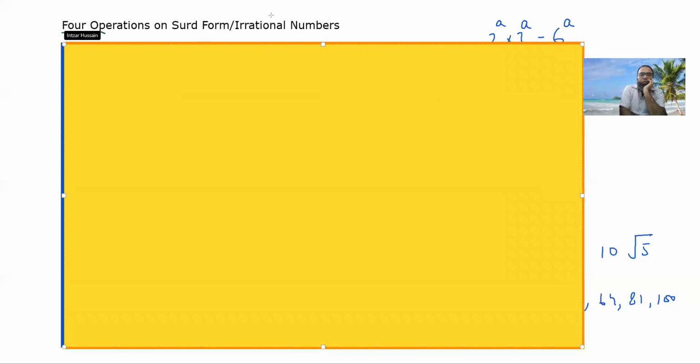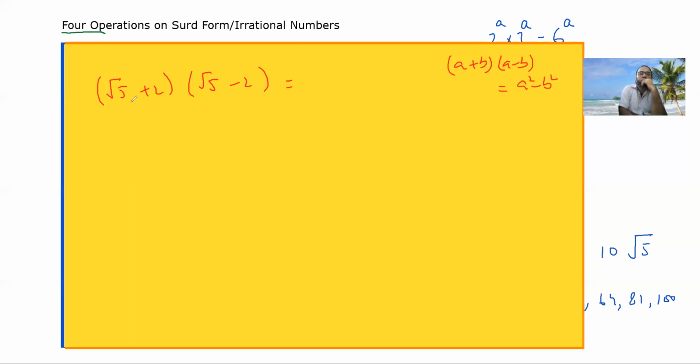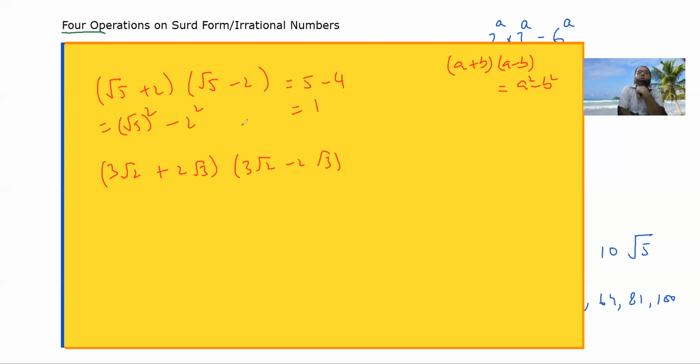Do you know what this is? If you have under root 5 plus 2 into under root 5 minus 2. Do you remember that a plus b into a minus b is a square minus b square? So what would be this? That will be 5 minus 4. That is equal to 1. Because this is basically under root 5 square and then minus 2 square.